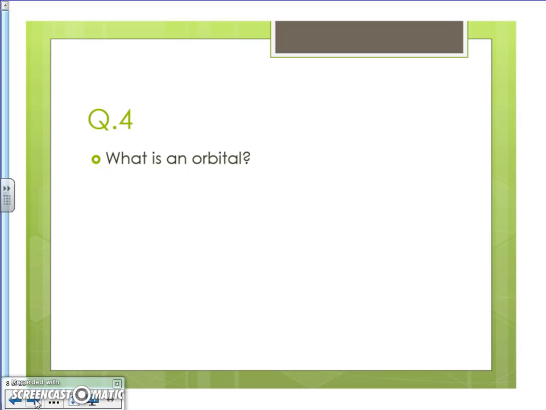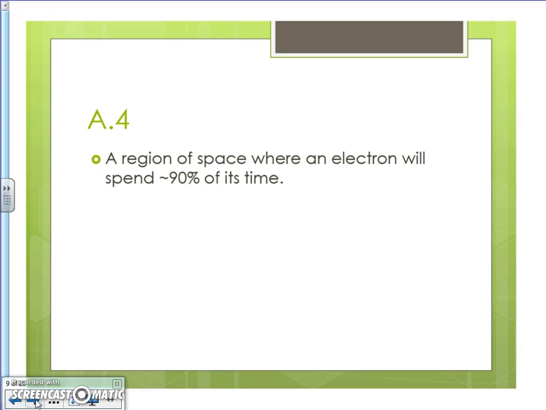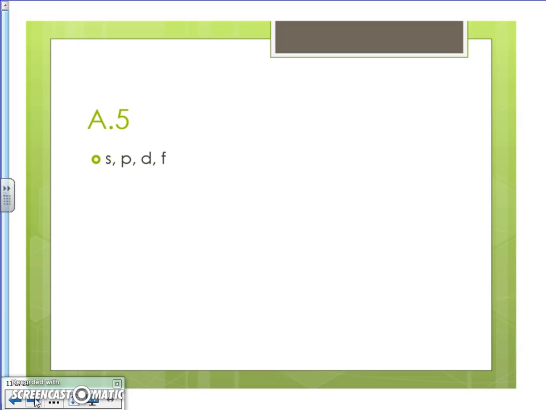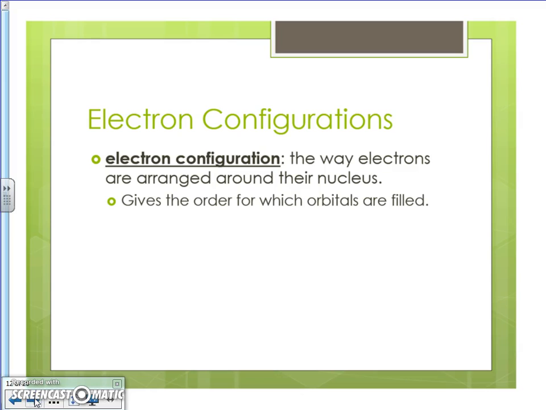Orbital. So think about the quantum mechanical model. This is a region of space where an electron will spend 90% of its time. Those weird shapes. And then the four types. Remember, that's our s, p, d, and f. Today it's going to be good that you remember where those are located on your periodic table, those s, p, d, and f blocks. Alright, electron configurations, what we're here for today.